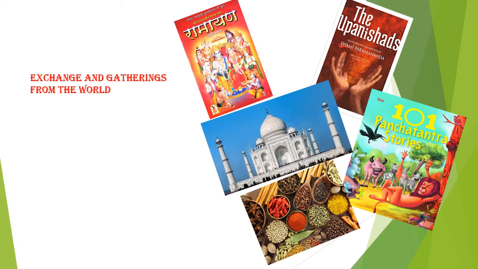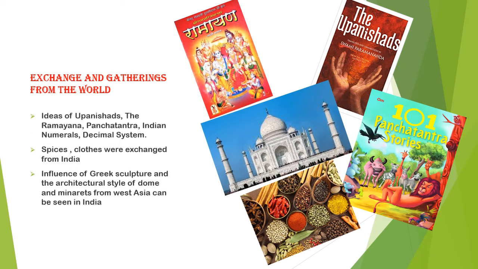Exchange and gatherings from the world. This topic tells you what type of exchange and gatherings took place when people traveled through passes from one country to another. From India, the ideas of Upanishads, the Ramayana, the stories of Panchatantra, Indian numerals and the decimal system became popular all over the world, and spices and clothes like muslin were exchanged from India.